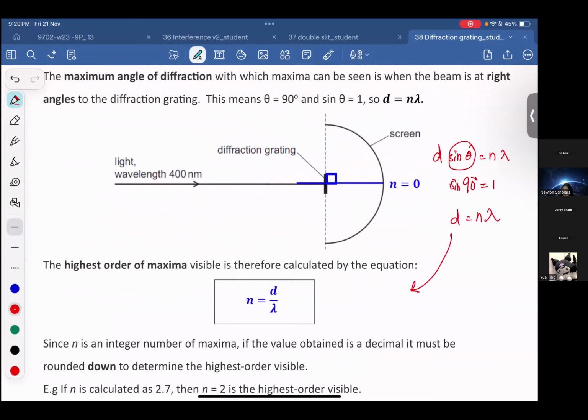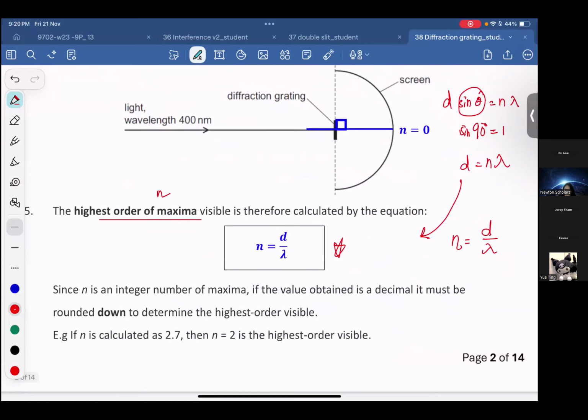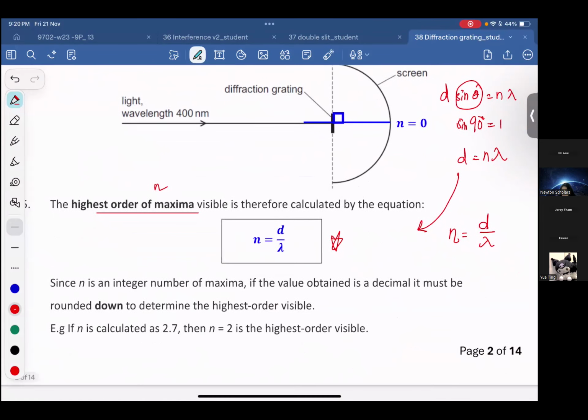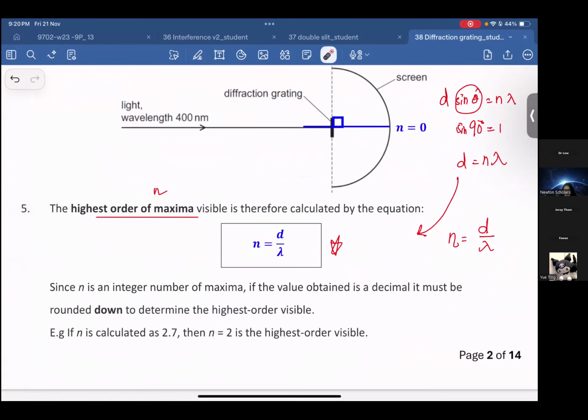How many highest order maxima can we calculate? n is the number of maxima, the order of maxima, so it will become d over wavelength. No need to memorize. We're still using the basic formula. So n is an integer number of maxima. If let's say you're getting the value 2.7, you need to round down to become n equals to 2. That means here is n equals to 1, n equals to 2, and the next one is actually 2.7, but because it's already out of our range, we only can say 2. This is the maximum number of order of maxima that we can have.